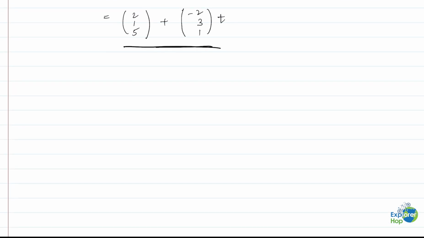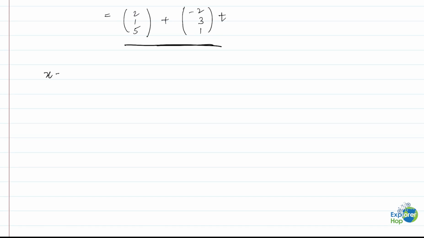And we can even write this in the form of parameters of x, y, and z. So we can write that the x coordinate would be 2 minus 2t, the y coordinate would be 1 plus 3t, and the z coordinate would be 5 plus t.